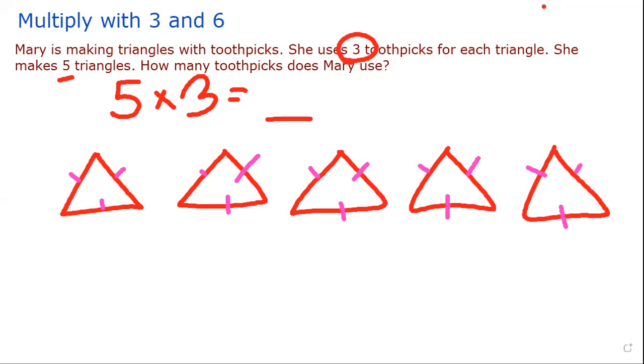Now, I want to know what 5 times 3 is. So I'm going to count my toothpicks. 1, 2, 3, 4, 5, 6, 7, 8, 9, 10, 11, 12, 13, 14, 15. So 5 times 3 equals 15. So altogether, Mary used 15 toothpicks. I'm going to give you a minute. We're going to do another equation, but you're going to need a paper and pencil to do this one with me.